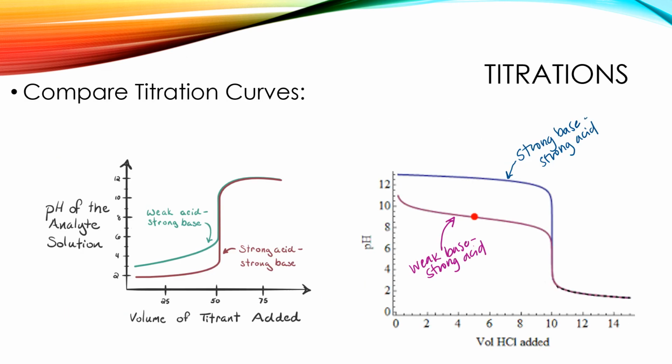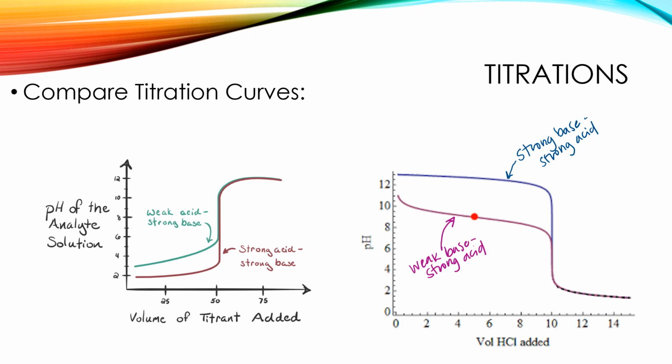Okay, so let's put this together by comparing a strong acid, strong base curve to a weak acid, strong base curve, and then a strong base, strong acid curve with a weak base, strong acid curve. Because there could be questions where you're simply given a curve and asked to determine: was this a strong acid, strong base titration, or a weak base, strong acid titration, or a weak acid, strong base titration? So let's look at what's going on here.